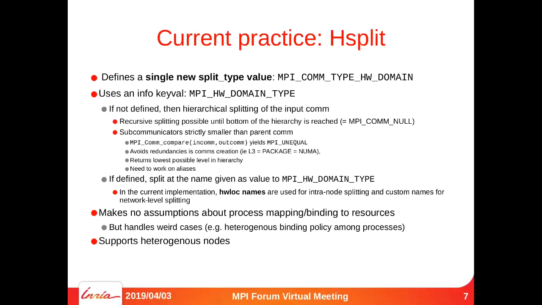This current implementation doesn't make any assumption about the process mapping and binding to resources, but we are able to handle weird cases. By weird, I mean heterogeneous binding policy among processes. So if you want to do weird things like that, it's okay. It supports this kind of stuff. And also, it supports heterogeneous nodes. It doesn't make any assumption about the nodes. They don't need to be all the same.